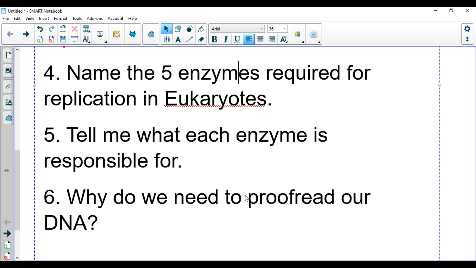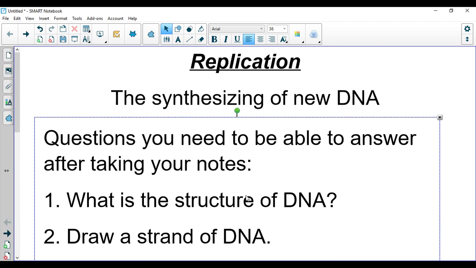And then number 6, why do we need to proofread our DNA? I think that question is very straightforward, meaning why do we need to look back over our DNA? Why would we not want to just submit a rough draft? That's kind of what it's asking.